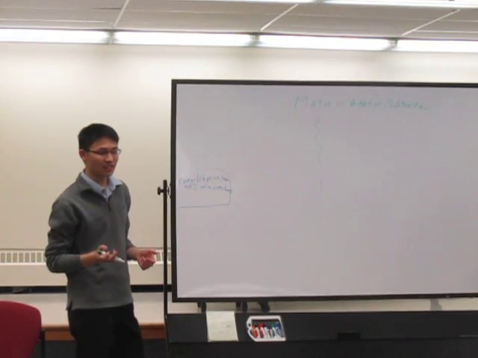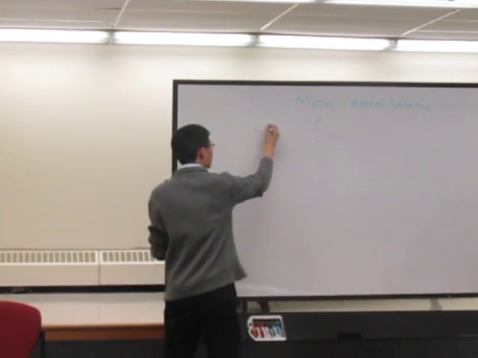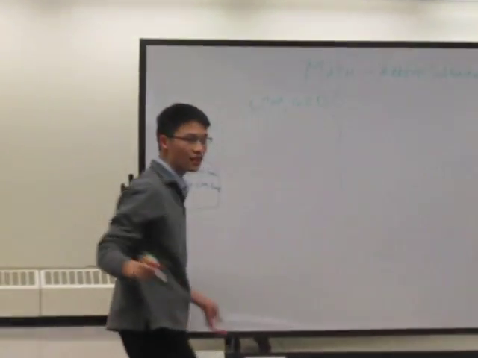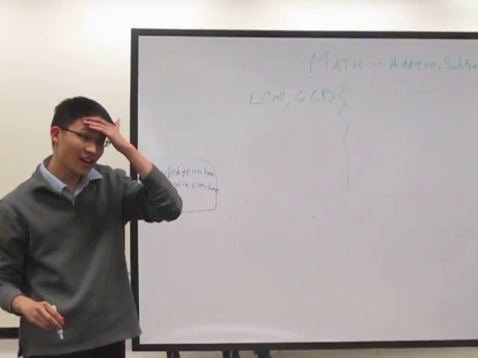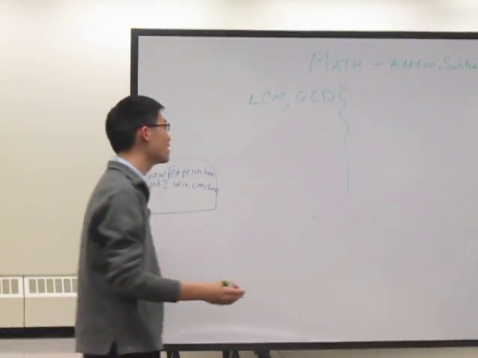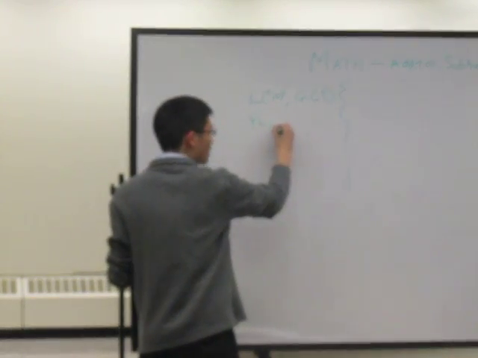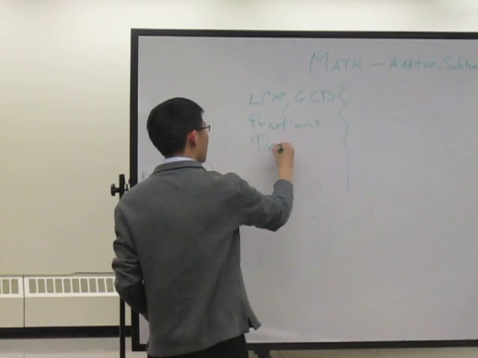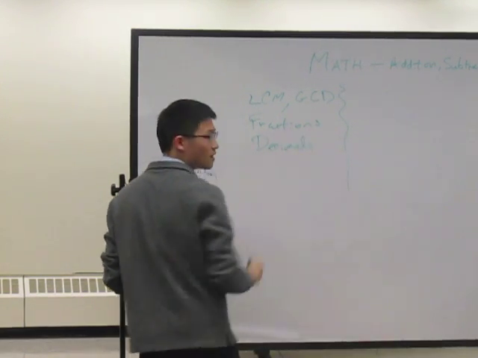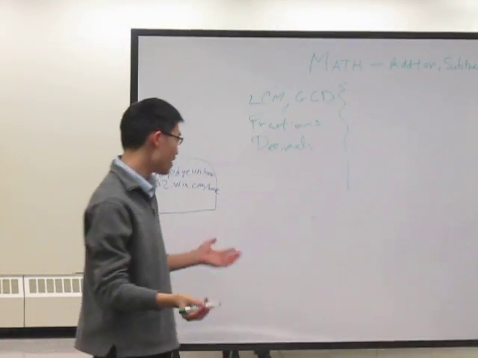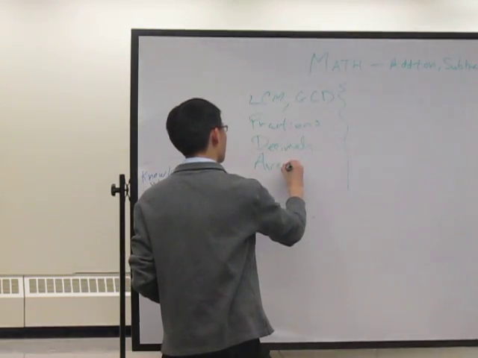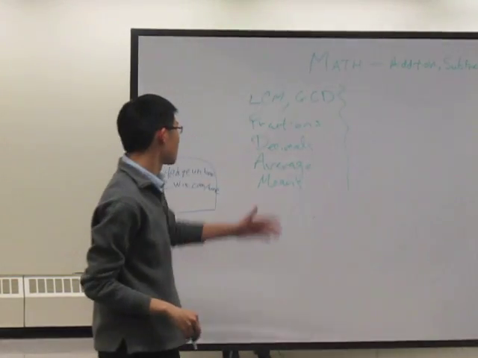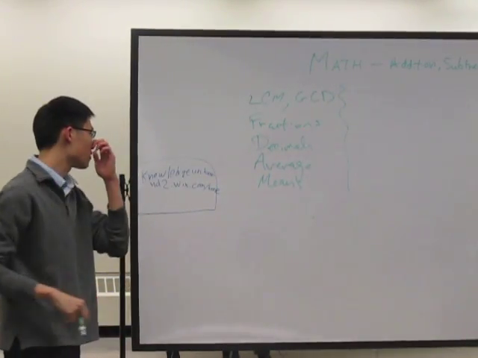LCM and GCFs. Okay, yeah, sure. Least common multiple, greatest common divisor, right? Anything else? Yeah? Fractions. Fractions, great. Keep going. Just say it. Decimals. Decimals. Okay. Averages. Yeah, average. Means. Okay. Great. So, all these things come from our foundations, right?